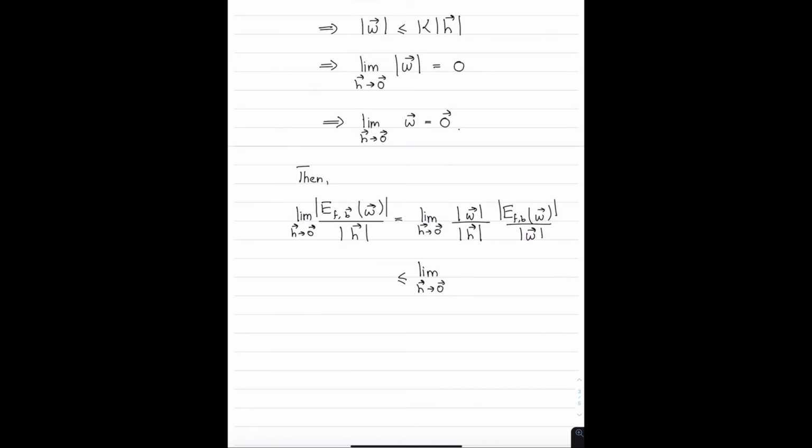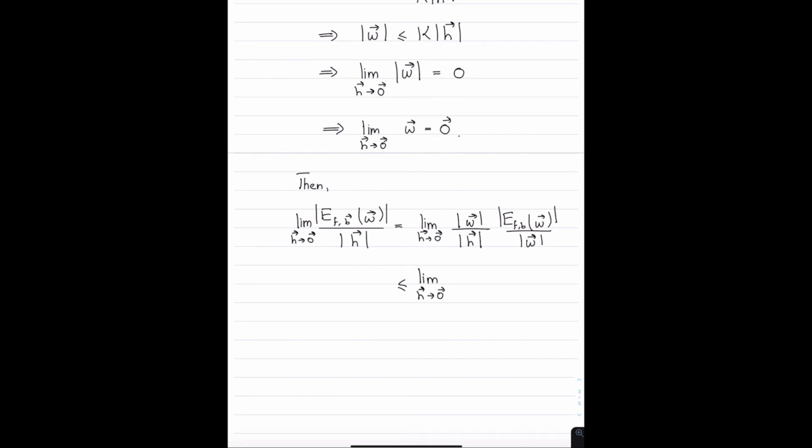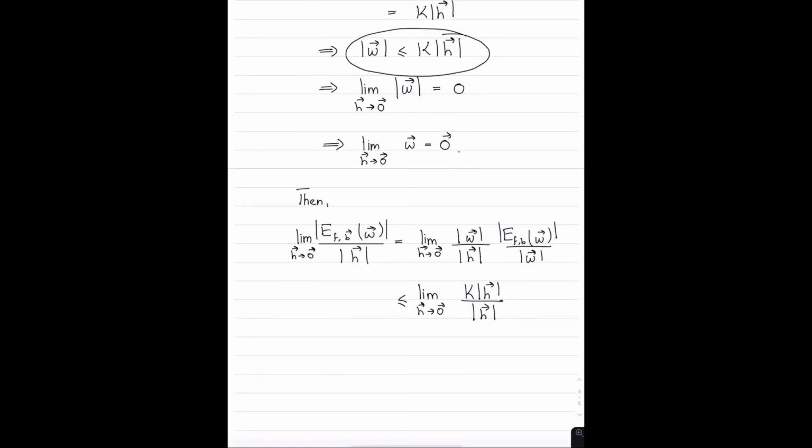So this entire thing now is less than or equal to K times, and what I'm going to do now is replace the norm of w with K times the norm of h. So capital K times the norm of h divided by the norm of h, because we just proved that the norm of w is less than or equal to K times the norm of h.